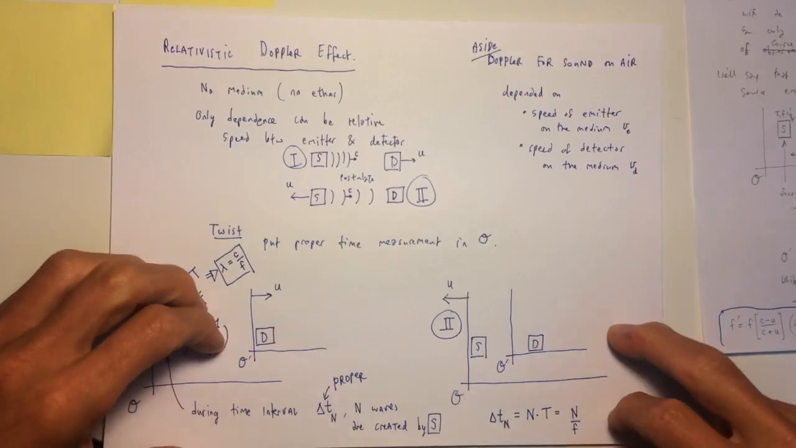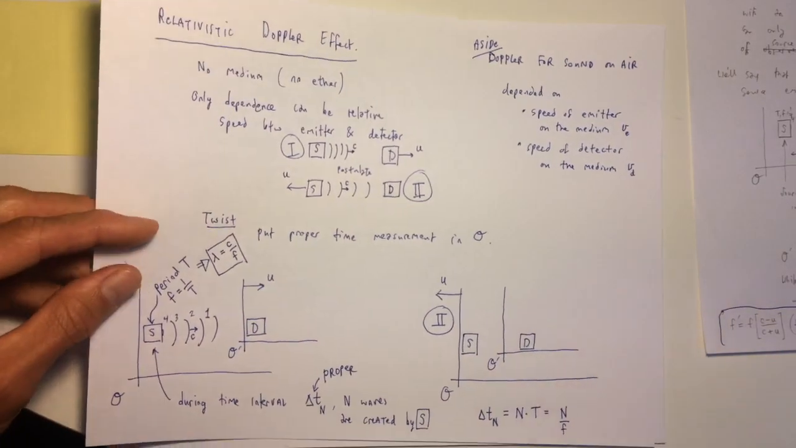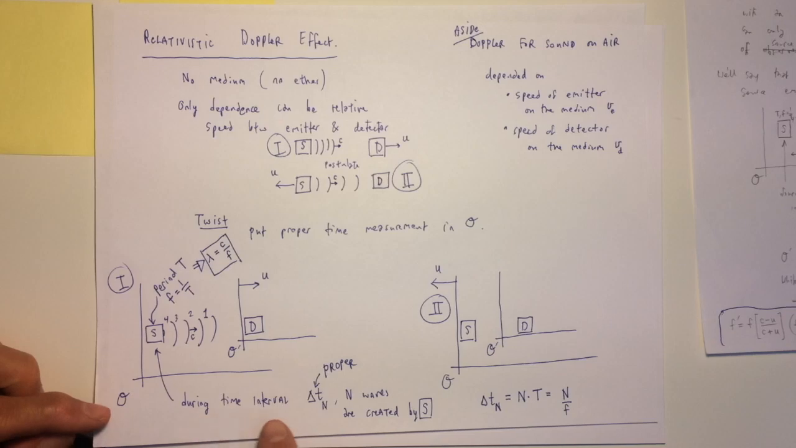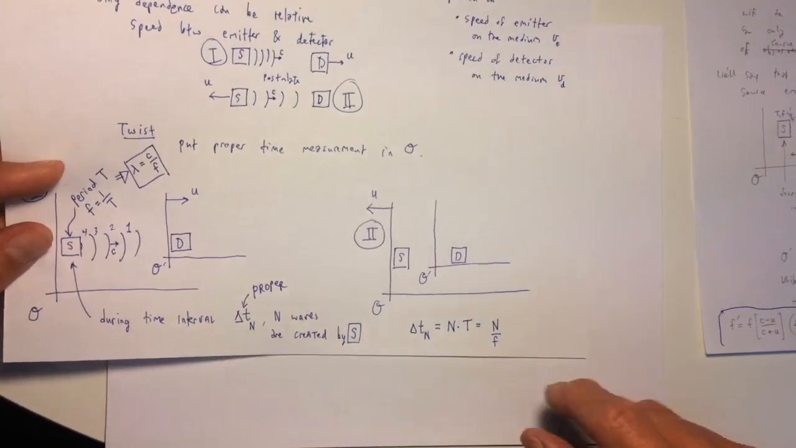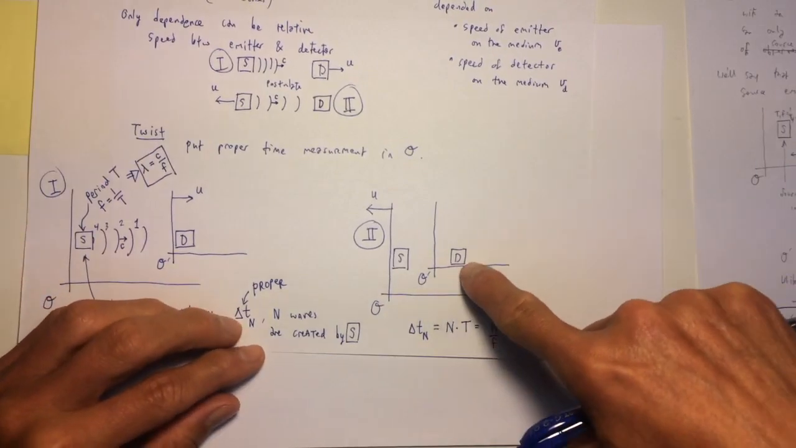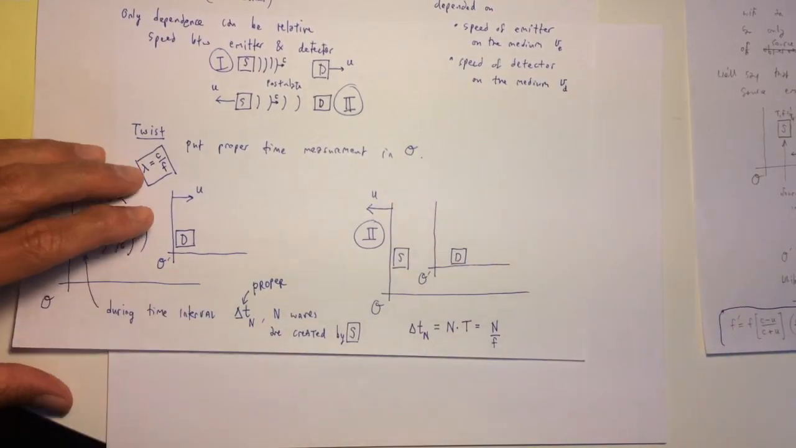Okay, so what we're going to do next is think about O prime. This is all for O. So what does O prime see? So we're going to take the point of view of this picture over here.